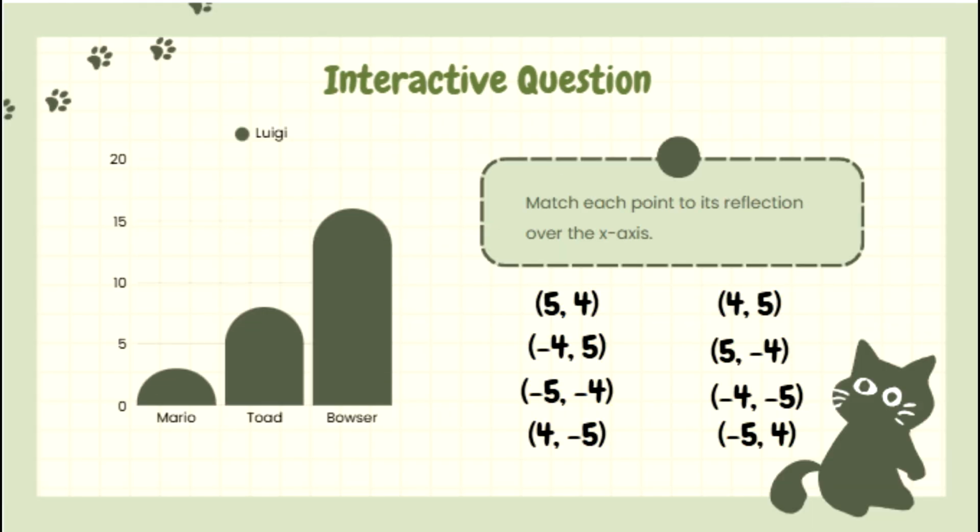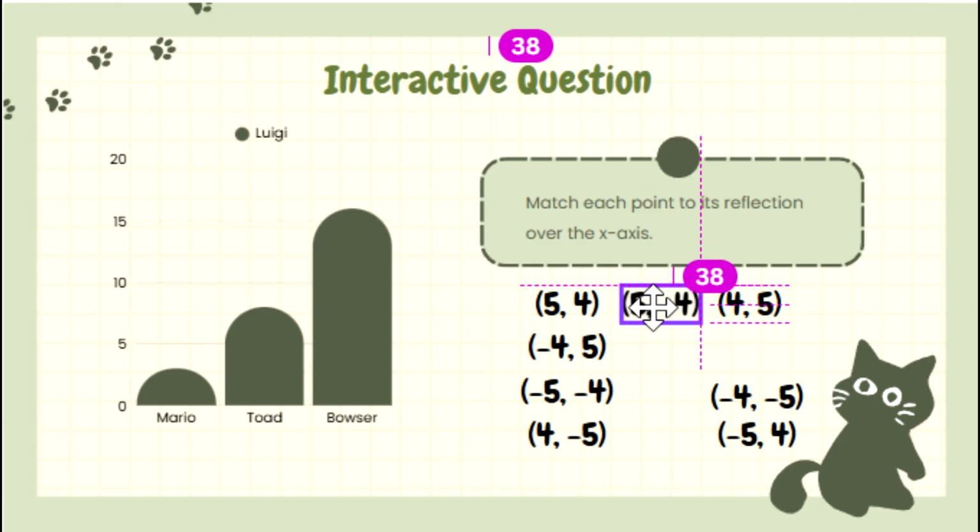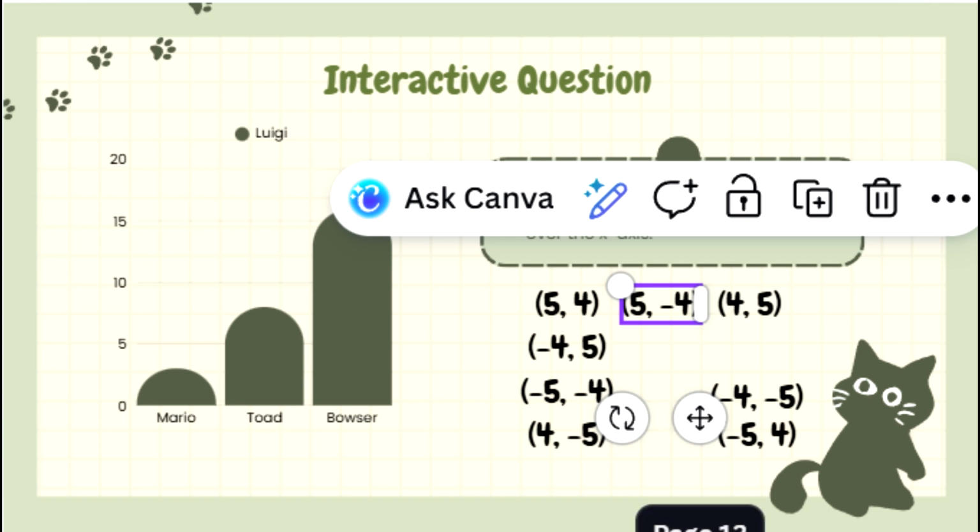Interactive question. Match each point to its reflection over the x-axis. So if our first point is (5, 4), the x value stays the same, so we need a positive 5, and the y value becomes negative. So there's our first matching set.